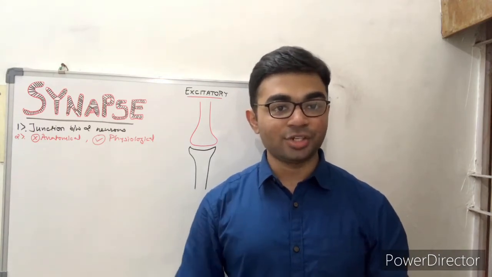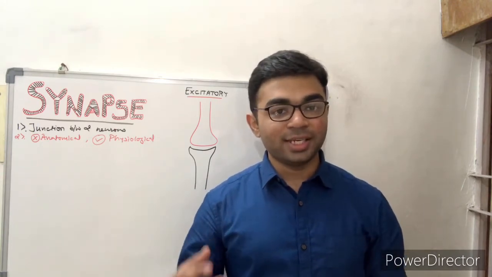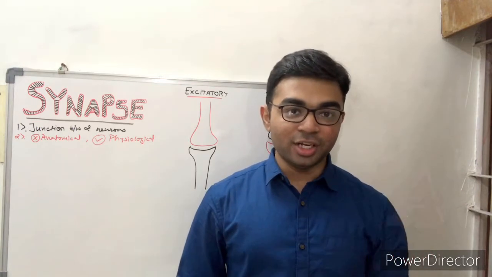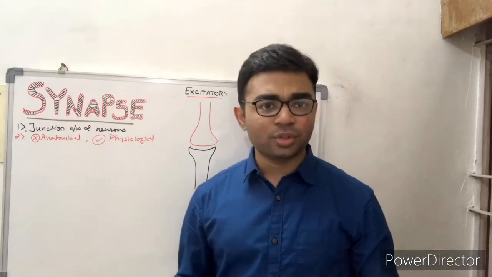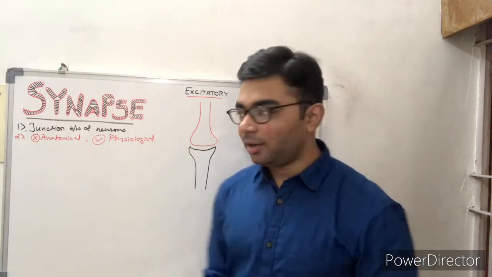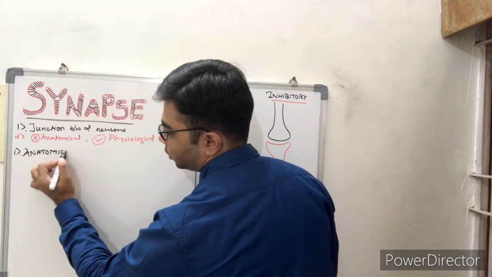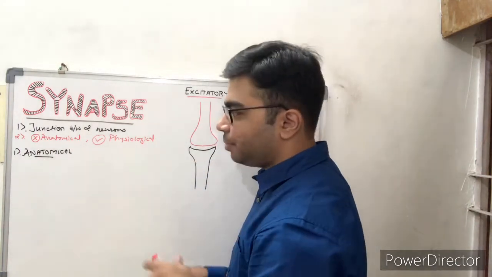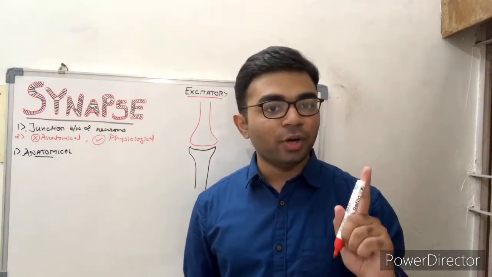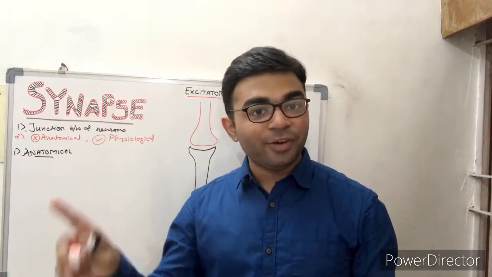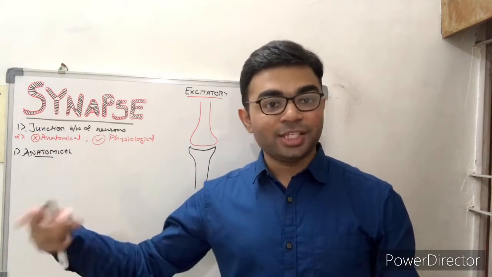Now comes the classification of the synapse. Synapses are usually classified into 2: first is anatomical and the second is functional. The anatomical classification is very interesting. If I write the heading anatomical, then there are 3 subtypes. These subtypes are based on the axon of one neuron ending on 3 different areas of another neuron. Depending on the areas, the names of these subtypes are given.